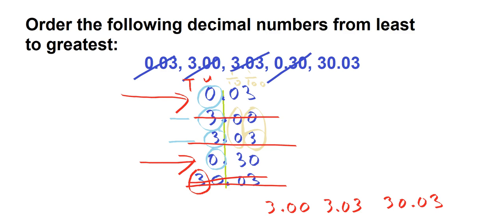They both have zeros in the units. Past the decimal point we go to the tenths, that's got a 0 there, that's got a 3. So I know that 0.30 is next largest, and then 0.03 is the smallest of all of those numbers.